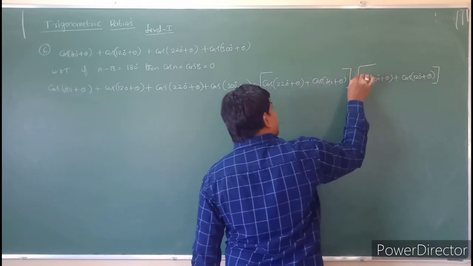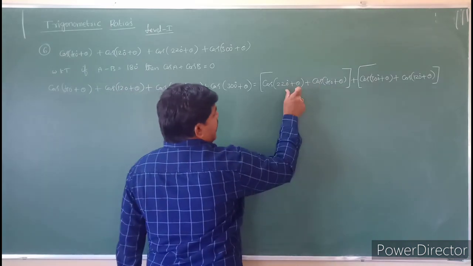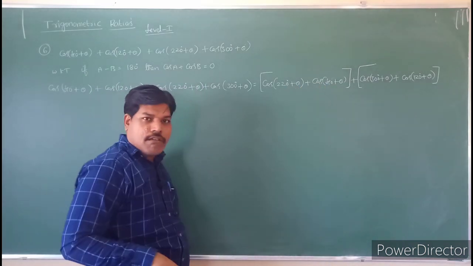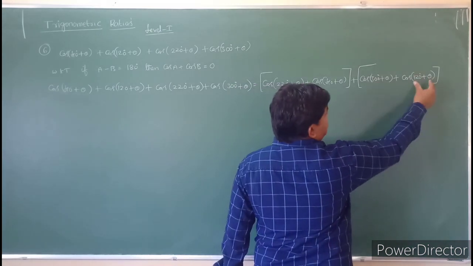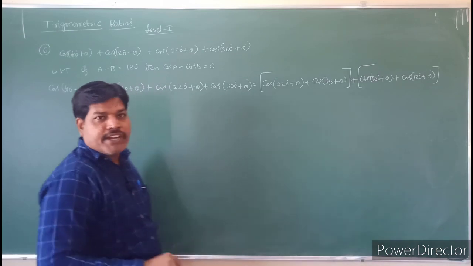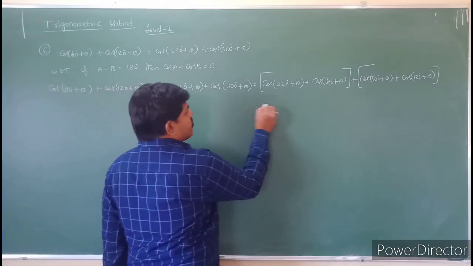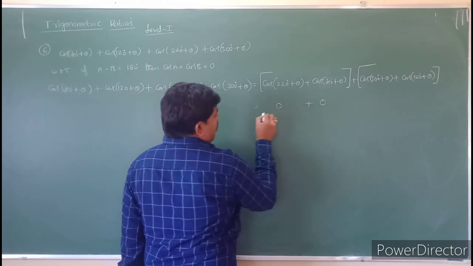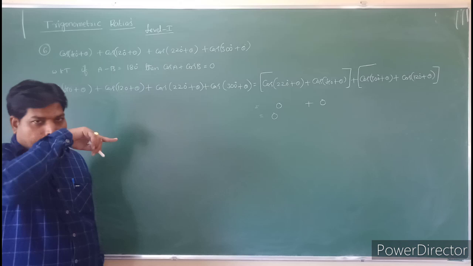So see the second pair. Here A minus B is 180. Yes or no? Here this is A and this is B. A minus B is 180. So if A minus B is 180, then automatically cos A plus cos B is 0. So automatically, students, this value will become 0, and that value will also become 0. The answer is 0. Yes or no?